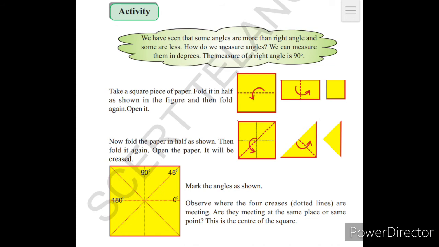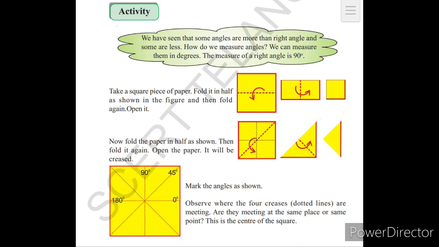Okay. Take a square piece of paper, fold it in half as shown in the figure, and then fold it again, and now open it. Okay, so previously we have already done like that. You fold it twice and open it. Now fold the paper in half as shown, then fold it again, open the paper. It will be creased. Okay, so as shown in the figure, you'll be seeing all the 8 lines in the picture. Now mark the angles as shown.